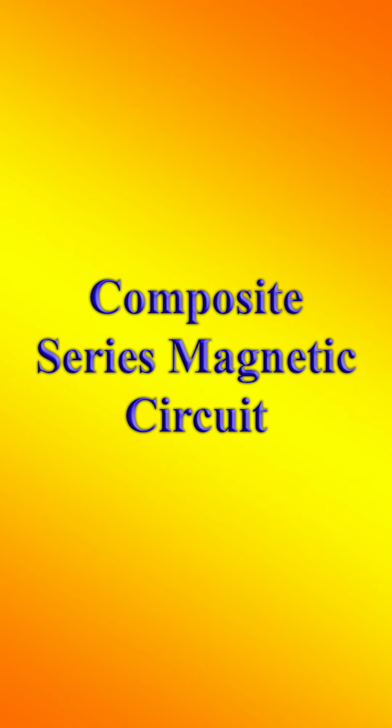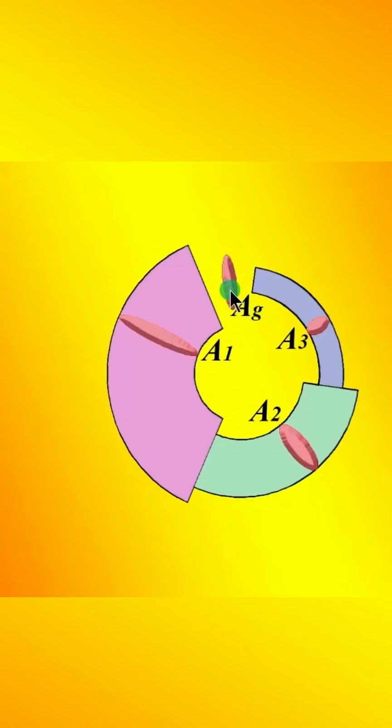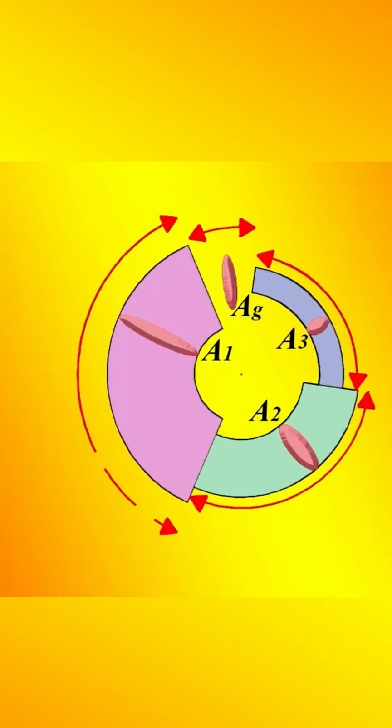Composite series magnetic circuit. In a composite series magnetic circuit, magnetic cores having different permeability, different areas of cross section and different lengths are connected in series. Let the area of cross section of this section be A1, this section A2, this section A3, and that of the vacuum or air gap AG. The lengths are L1, L2, for this one L3, and the air gap LG.